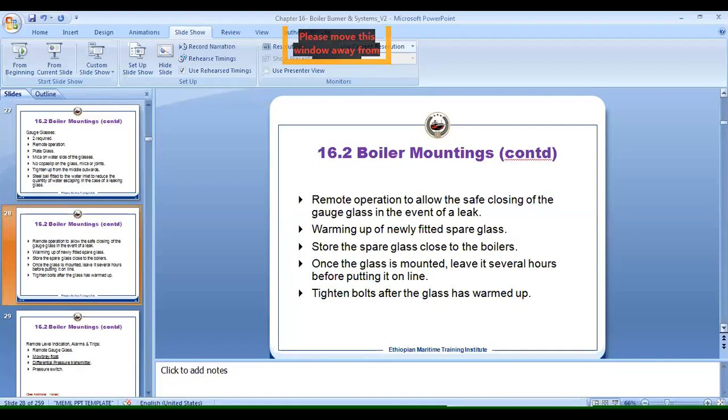I've learned this from experience. When I was a third engineer, without properly warming up, I had started tightening the gauge glass, and after 1 or 2 hours, the plate type of gauge glass shattered. So it is very important to warm up the gauge glass gradually and warm it up properly.